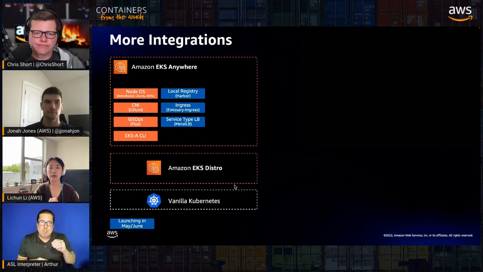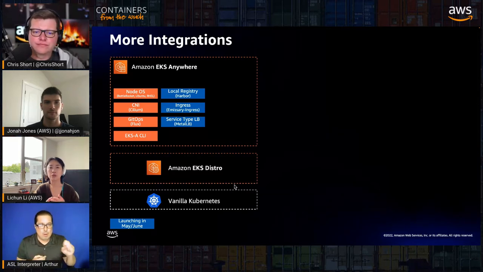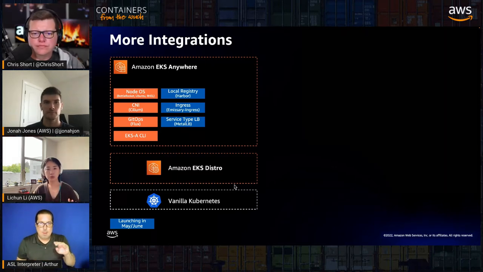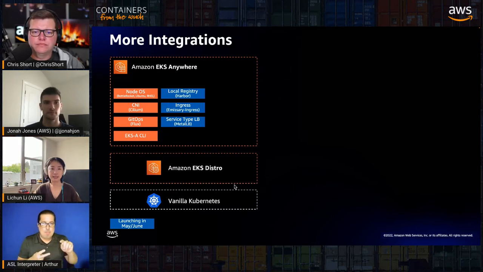The first one that we are providing to customers would be a Harbor package that serves as your local registry, as well as Emissary Ingress as the ingress controller. We're also going to give you service type LB capability through MetalLB. Now, those three are the integrations we would be releasing over time in this and next month.